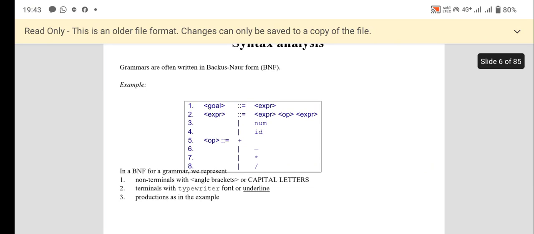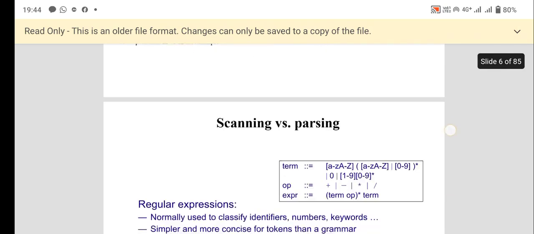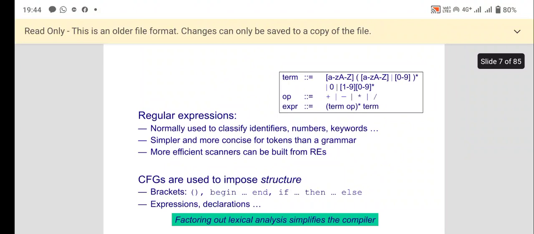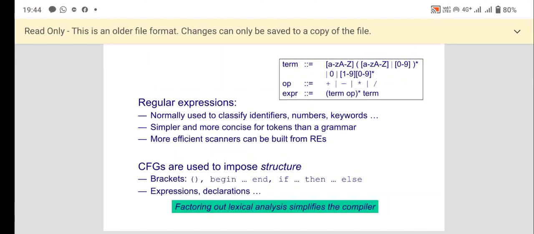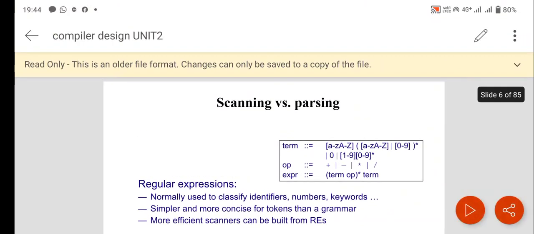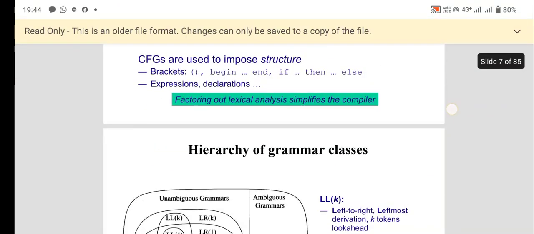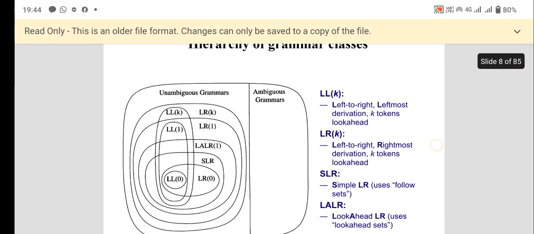Now, in the syntax analysis, grammars are often written in the Backus normal form. Right? In a Backus normal form, for a grammar, we represent non-terminals with capital letters, terminals with typewriter font or underline, and productions as in the given example. Right, so scanning versus parsing. Now in our scanner lexical analyzer we use regular expression, whereas in our parsing we are going to use a context free grammar.